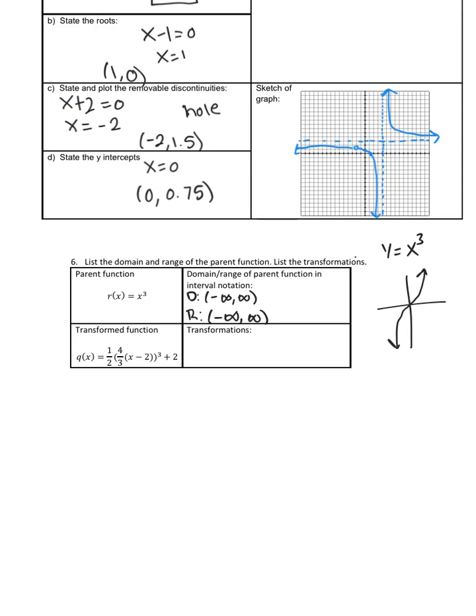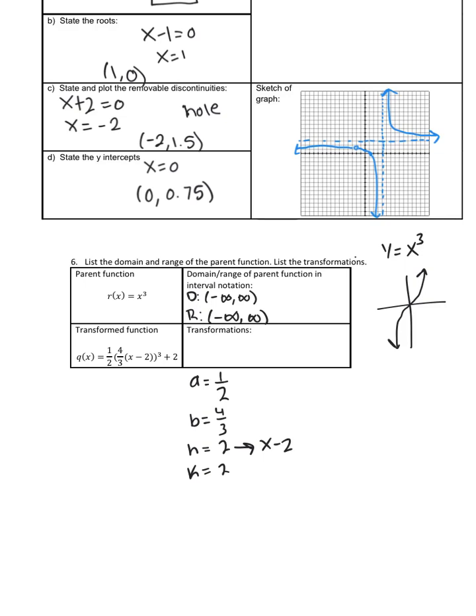So I'm gonna list out what each thing is. So your a value here is 1/2. The b value is 4/3. H is 2, and k is 2, okay? So if it helps you with the h, if you wanna write it as x minus 2, that might make a little bit more sense to you, that's okay.